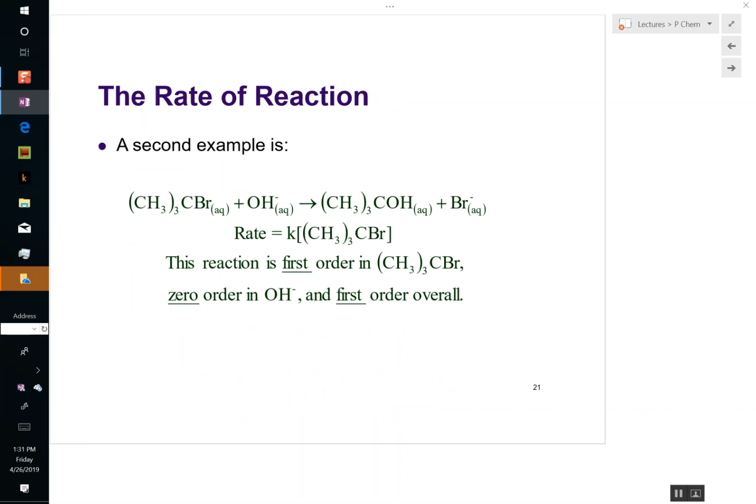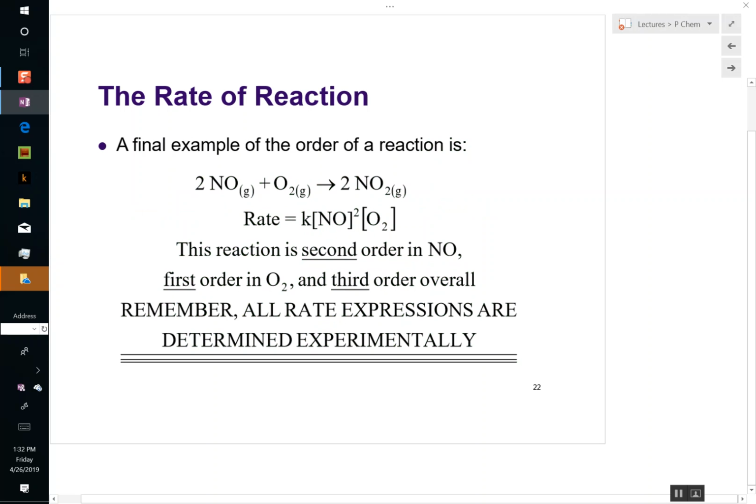Okay, so this is first order in, I guess that's tert-butyl bromide, or bromo butane. It's first order in this, zero order in that. Here's your rate equation right here. First order in this alkyl halide. First order overall. Yeah, so we wouldn't say it's first order in hydroxide. It's zero order in hydroxide. In other words, the hydroxide concentration is not driving the rate. It's just the concentration of the halide.